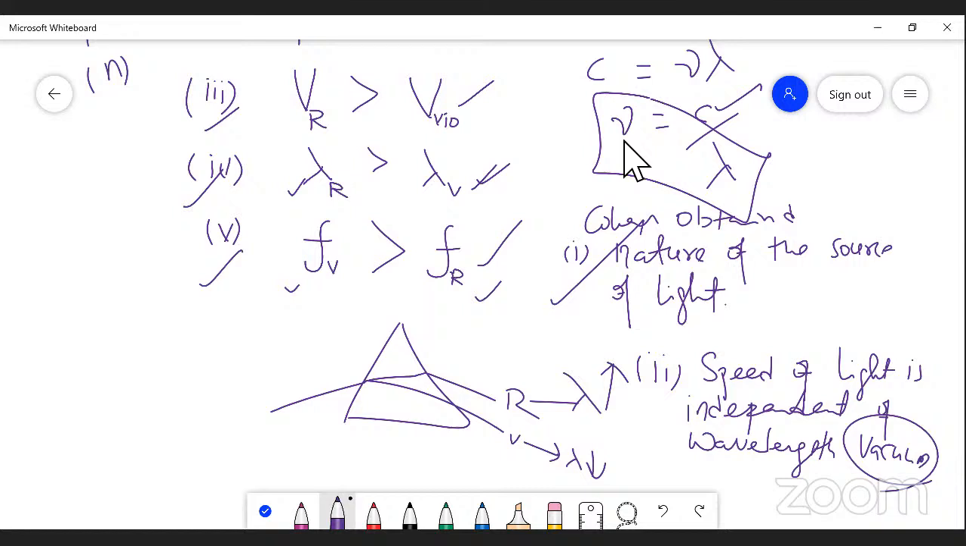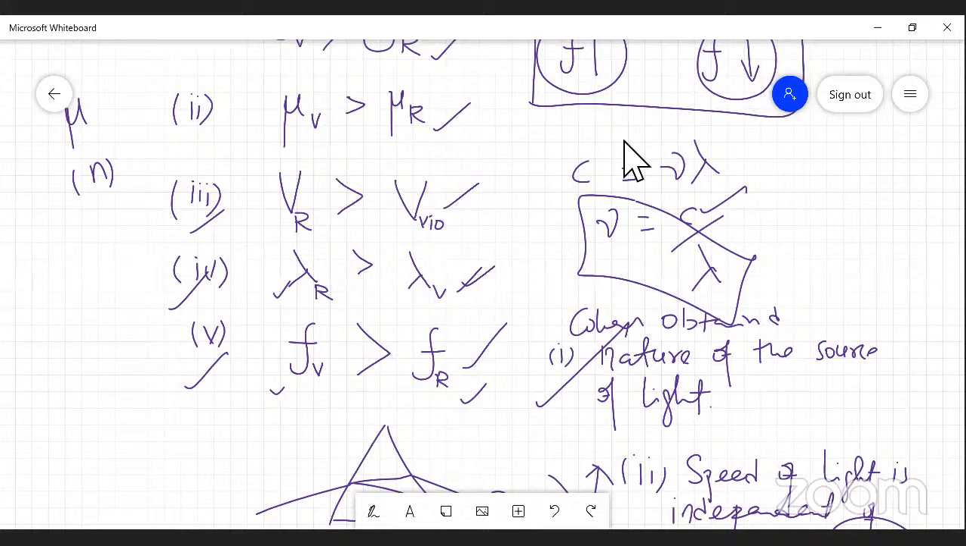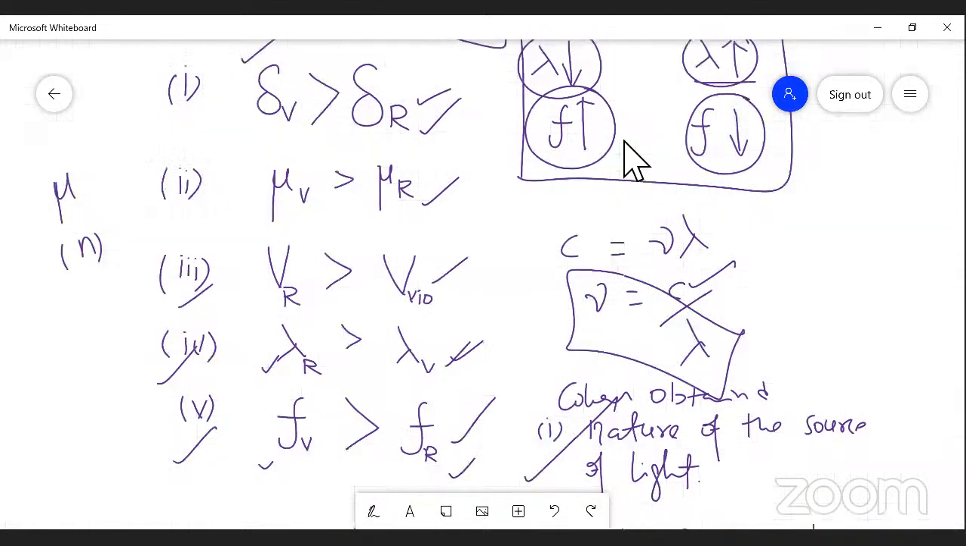Therefore, vacuum is a non-dispersive medium, and all colors travel with the same speed in air and vacuum. But in any other medium, the velocity of color changes. Which color has the maximum velocity? Red has the maximum velocity compared to violet. On entering a medium, the velocity changes. This is the main concept of dispersion of white light. These are the first five points.